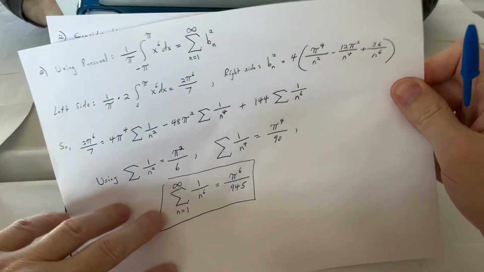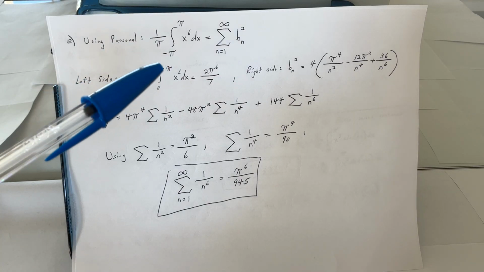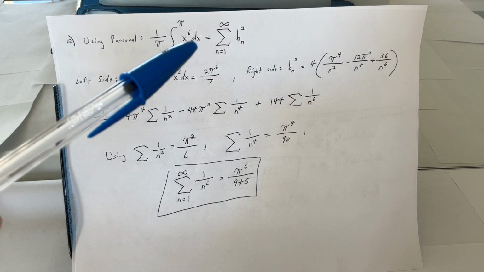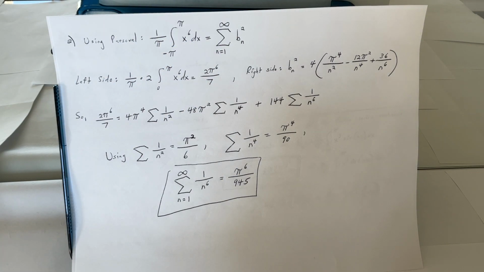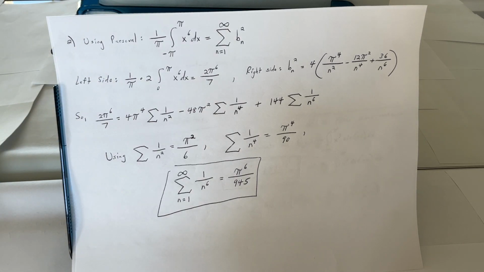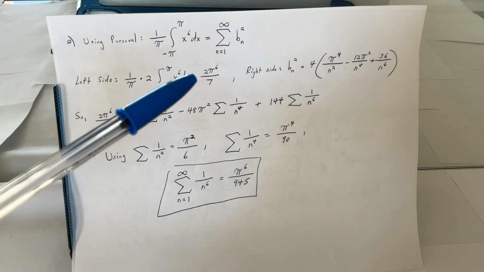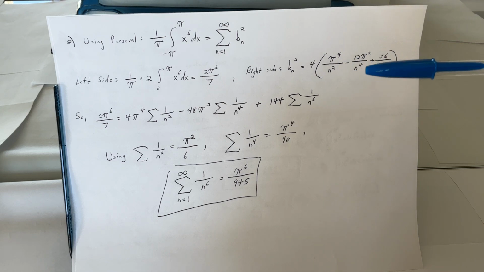And continuing with number 2, using Parseval, 1 over pi times the integral from negative pi to pi of x to the 6th dx equals the sum n equals 1 to infinity of b sub n squared. The left side is going to be 1 over pi times 2 times the integral from 0 to pi of x to the 6th dx. That comes out to, when we perform the computation, 2 pi to the 6th over 7. The right side, b sub n squared, equals 4 times the quantity pi to the 4th over n squared minus 12 pi squared over n to the 4th plus 36 over n to the 6th.